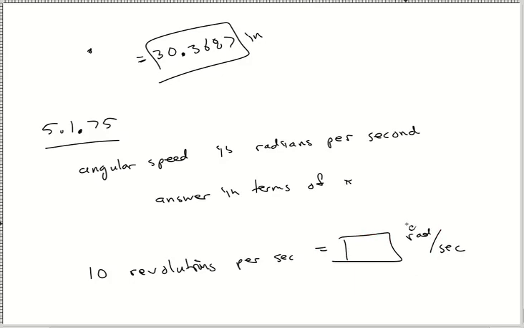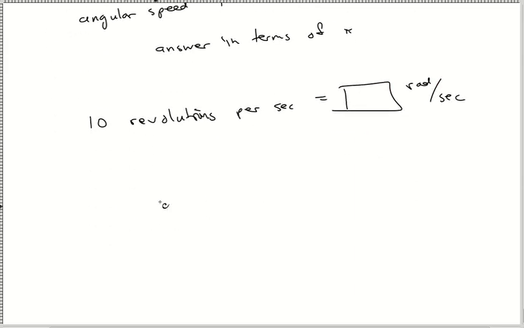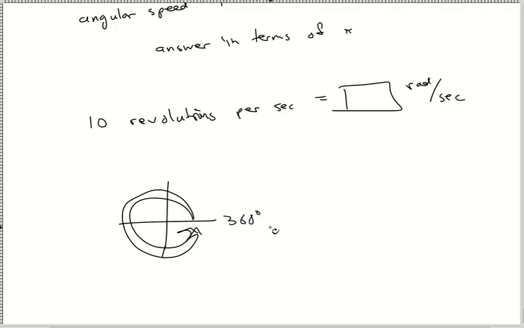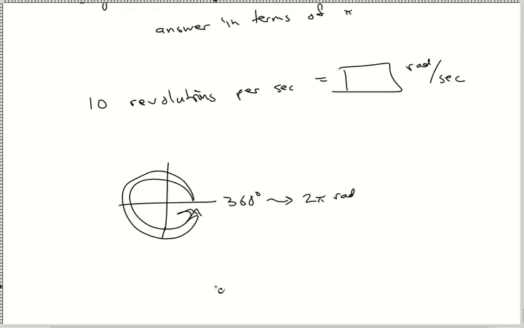This is a very simple problem, by the way. So they're saying I got a full revolution, and they're wanting to convert that into radians. Well, guess how many degrees this is? We all know degrees, right? That's 360 degrees. So how much is that in radian mode? That's 2 pi radians. So I got 10 of these full circles. Each full circle is 2 pi. So I got 10 times 2 pi is equal to 20 pi. And that's, again, the exact answer. This is radians per second.